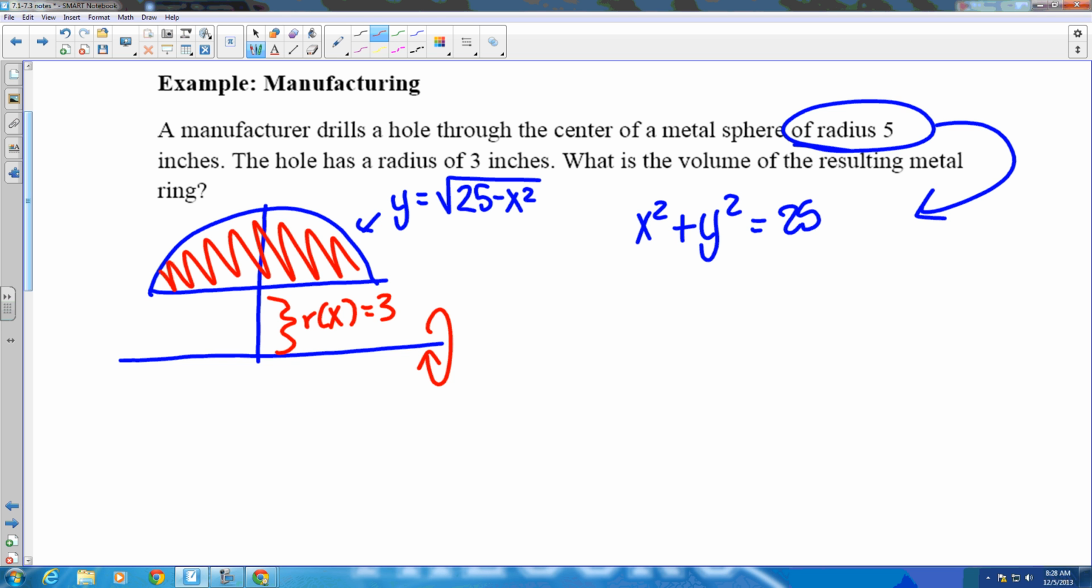Okay, so we need to figure out what these integrating limits are. And you would think it would just be negative 5 to 5 because our circle has a radius of 5, but it's not. We need to figure out what y is when x equals 3. So y squared equals 16. Our integrating limits are plus or minus 4.